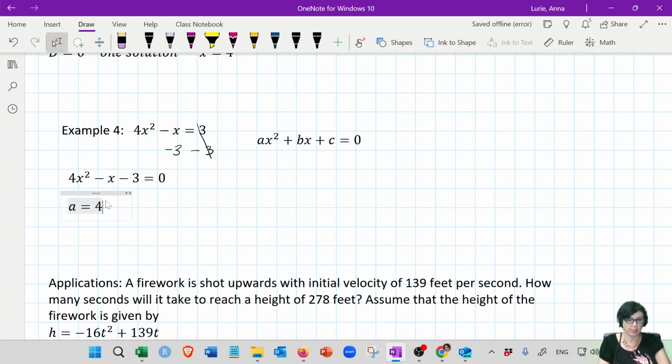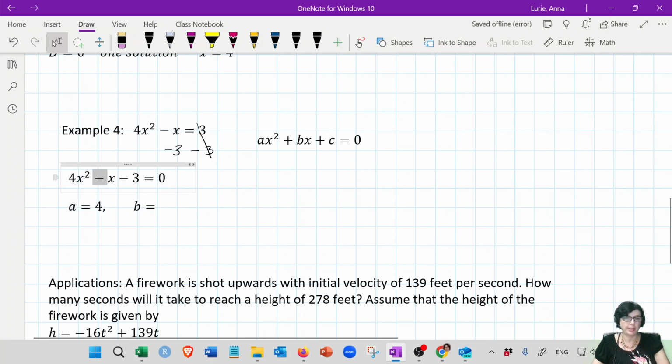At this point, you're going to need to figure out what a is. That's the coefficient of x squared, so that's 4. What's b? This is going to be a little bit tricky because x just has a minus in the front. What does that mean? Can b be a minus? Well, that doesn't look right, right? And so remember that we can always insert a 1, and so b is really going to be negative 1, and then c will be negative 3. So this is the setup.